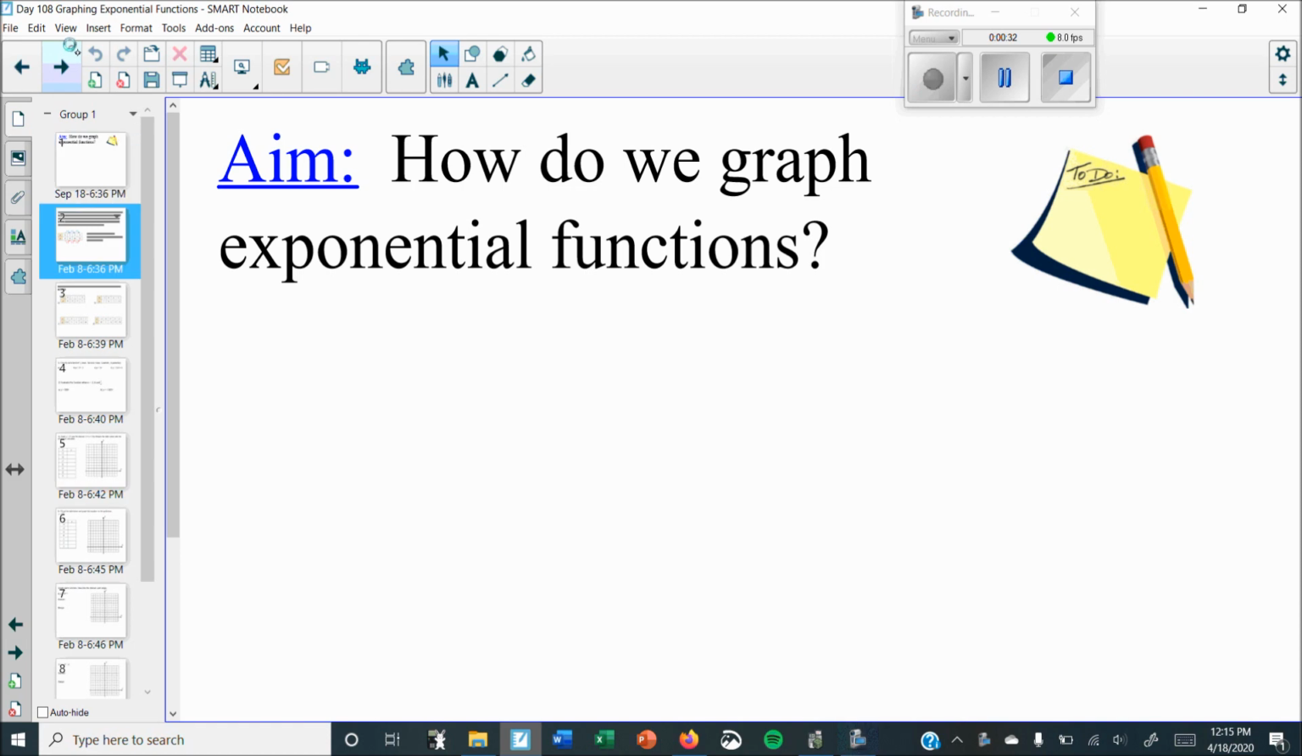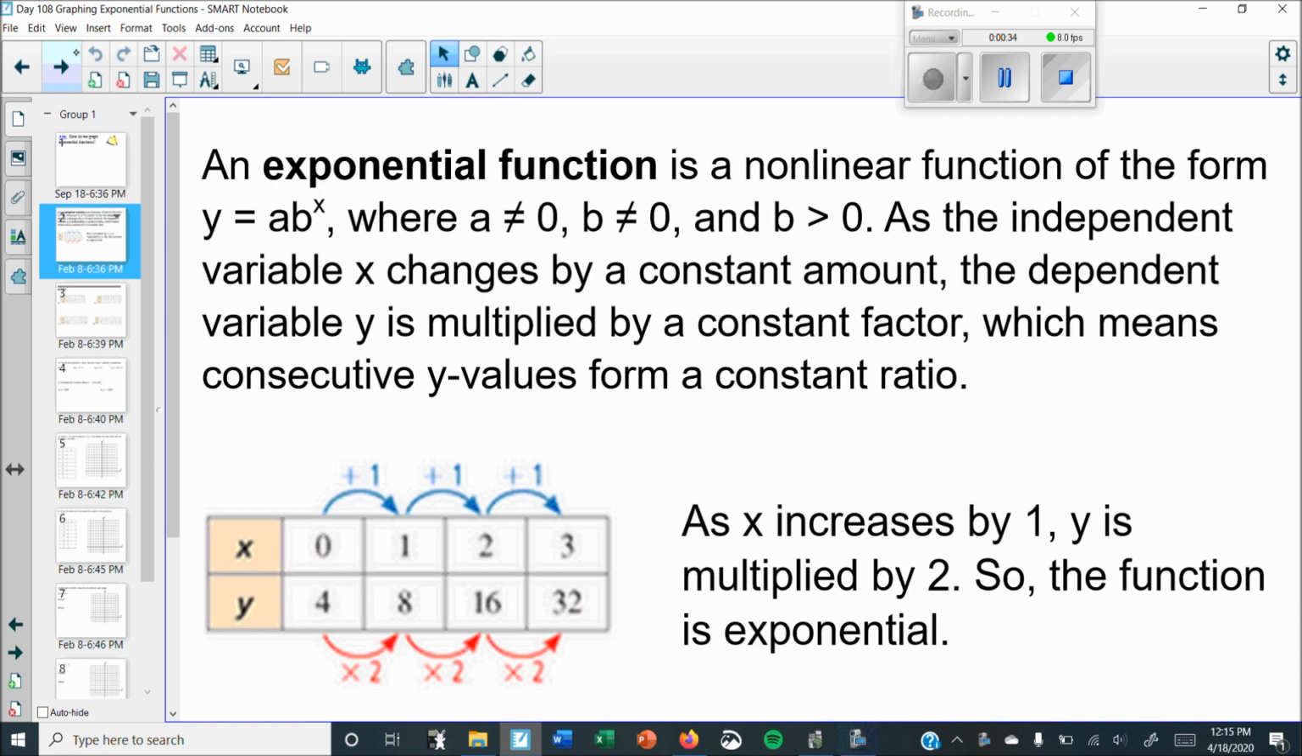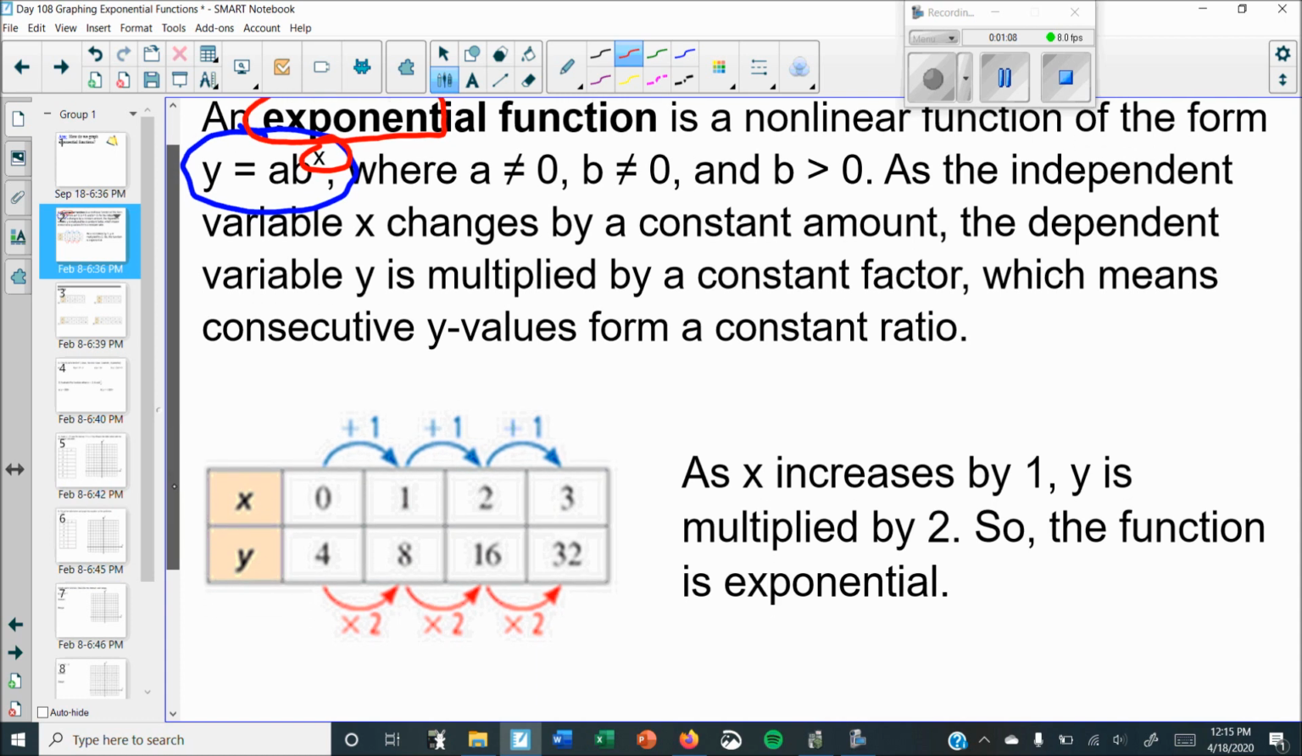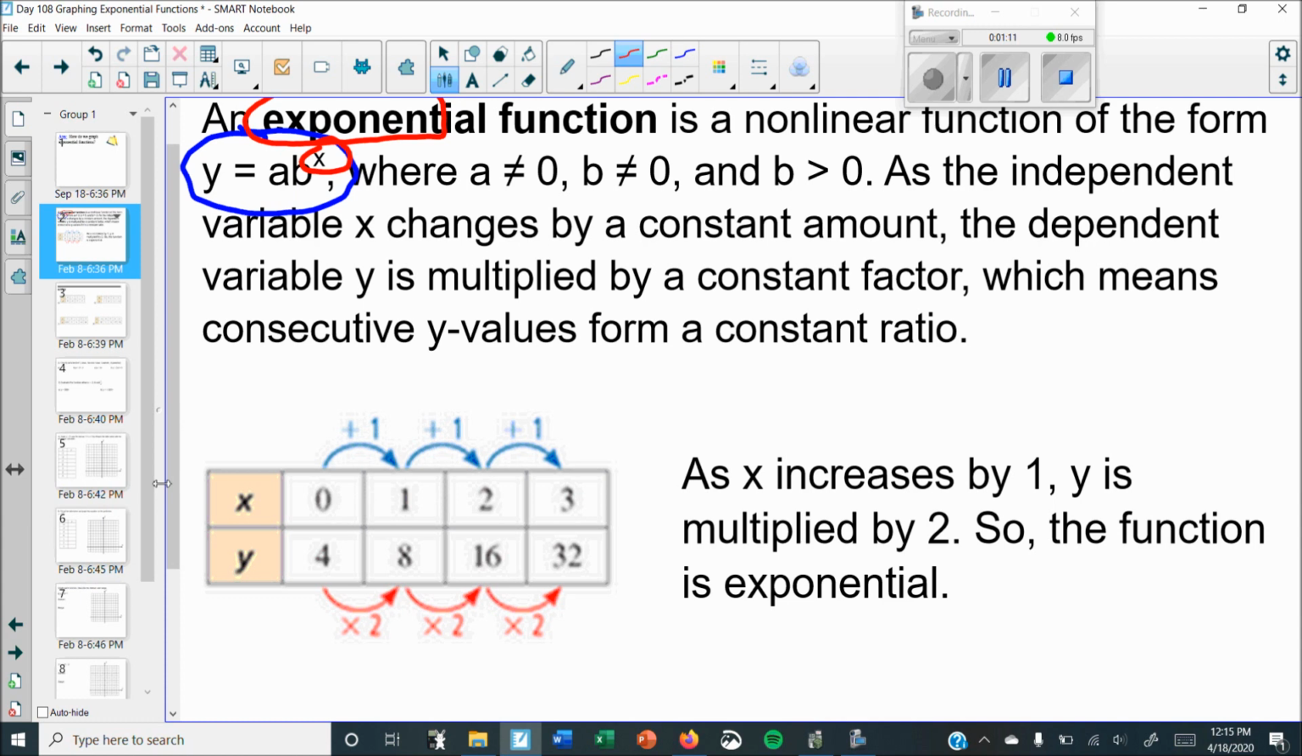So here we go. An exponential function is nonlinear, meaning it does not look like a line. And it's written like this. This is how they're written. The most important thing to notice is, first of all, in the word exponential, what word do you see? Yes, you see the word exponent. The exponent will always be a variable, usually an x, sometimes a t, but it could be anything. Again, exponential has an x as an exponent, but it could be any letter. Okay? And it's going to be multiplied by a constant factor or a constant ratio.